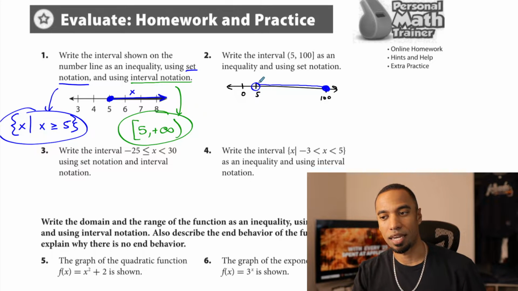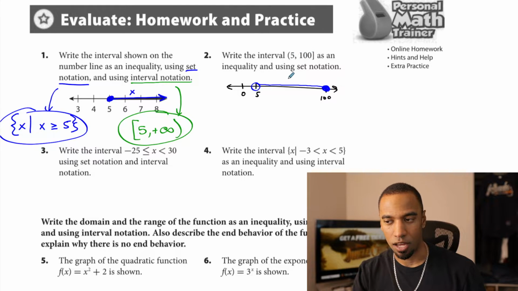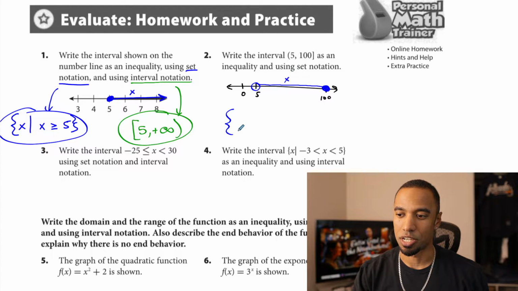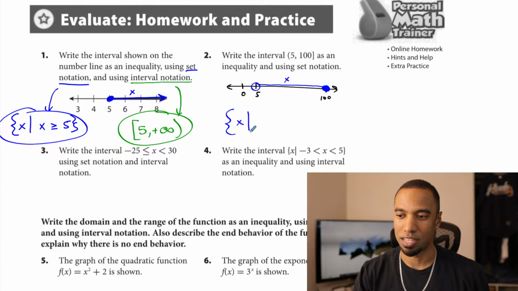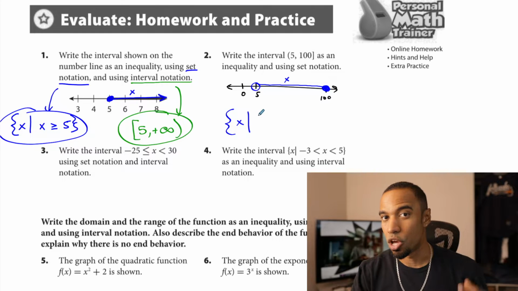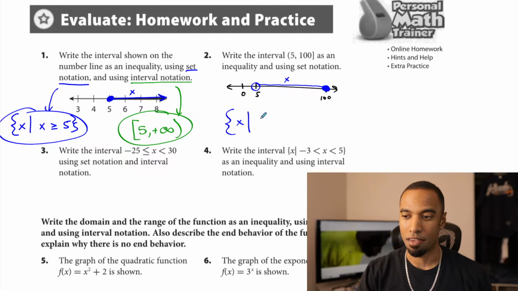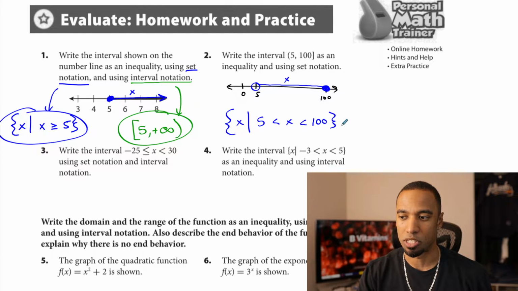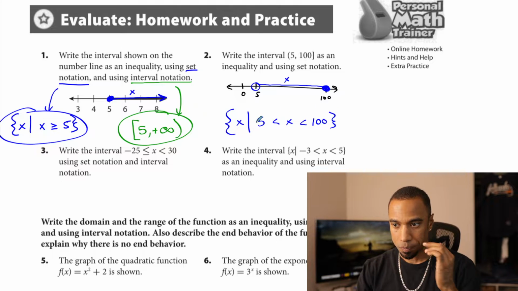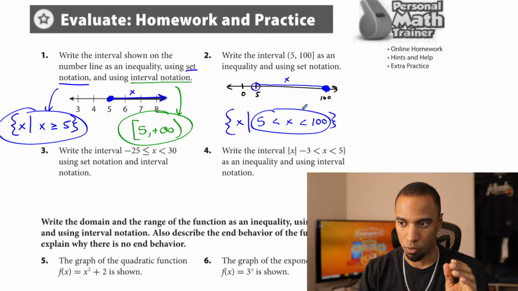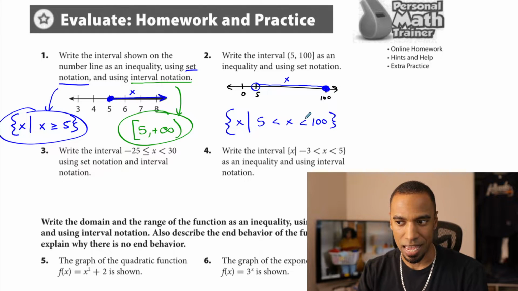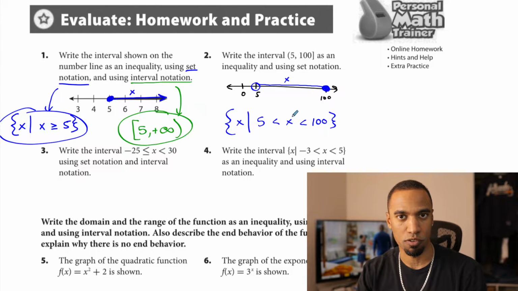So what we're looking at, guys, is that between 5 and 100 are all of our x's. If we're going to use set notation here, we say it's defined for all x's such that those x's are between 5 and 100. Now a compound inequality looks like this: between 5 and 100. So x is between 5 and 100. 5 is less than x, which is less than 100. All your solutions fall in between there.